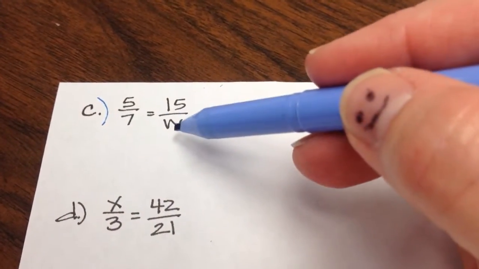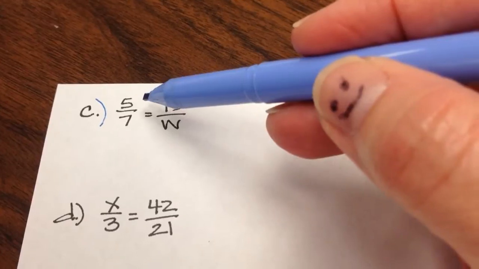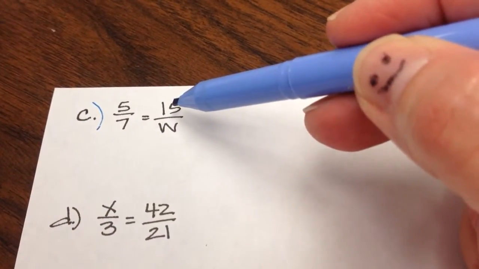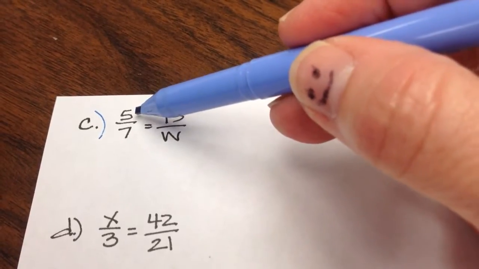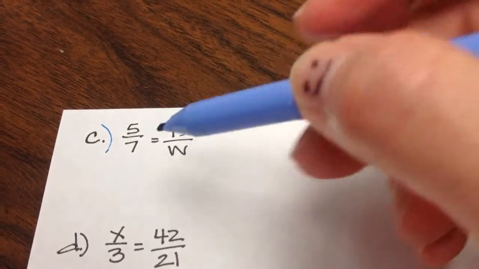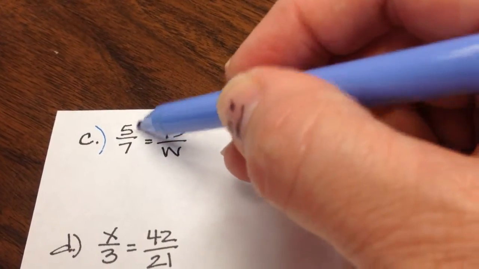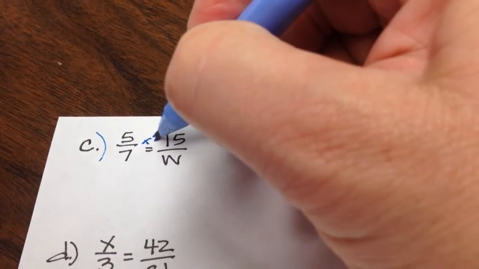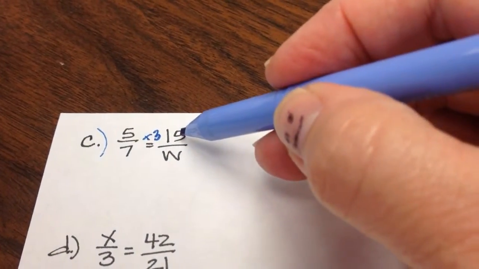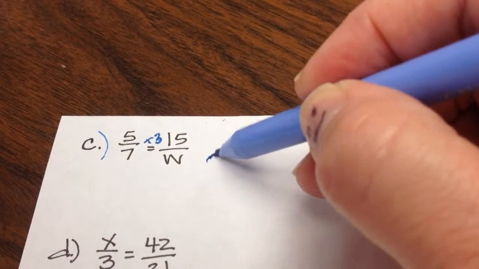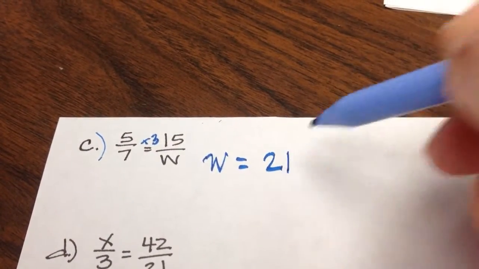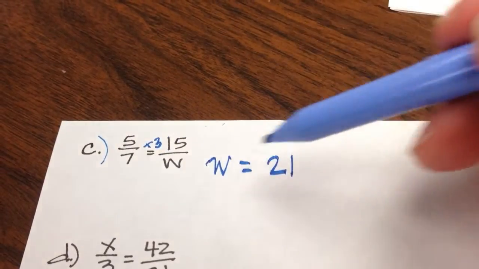So in this one, I just want you to think, well, wait a minute. Instead of doing all this cross multiplying and then dividing, what did I multiply 5 by to get 15? You multiplied it times 3. Yes, I did. So if that was multiplied by 3, I can take 7 times 3, so W equals 21. Okay? It can be that simple.